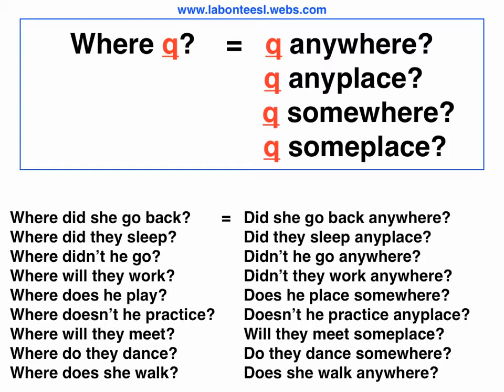Where doesn't he practice? Doesn't he practice any place? Where will they meet? Will they meet someplace? Where do they dance? Do they dance somewhere? Where does she walk? Does she walk anywhere?